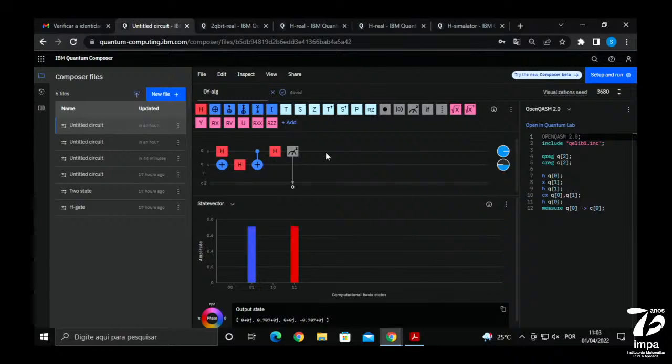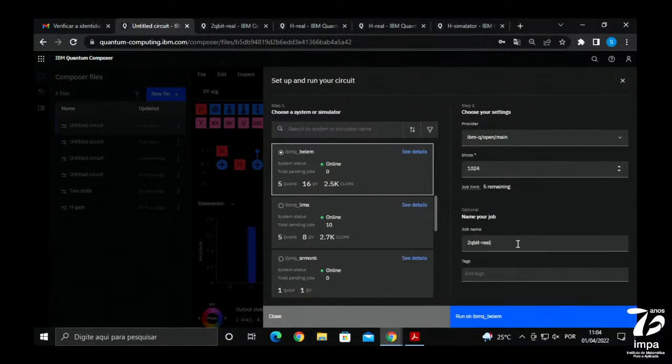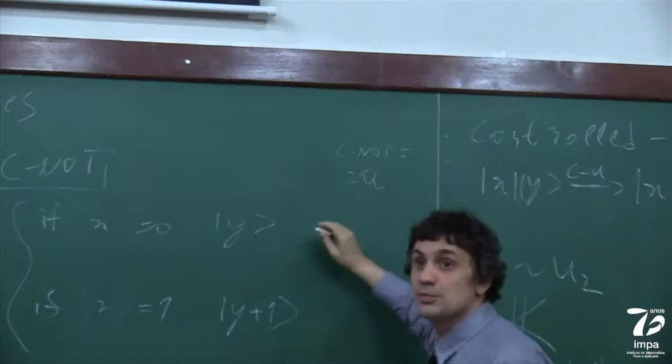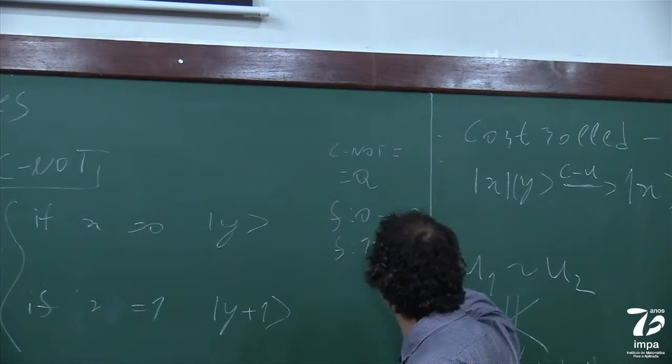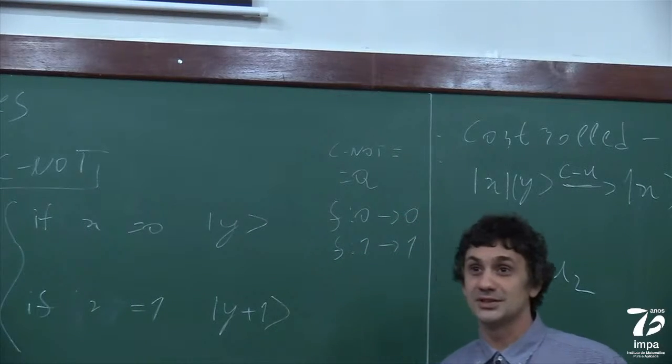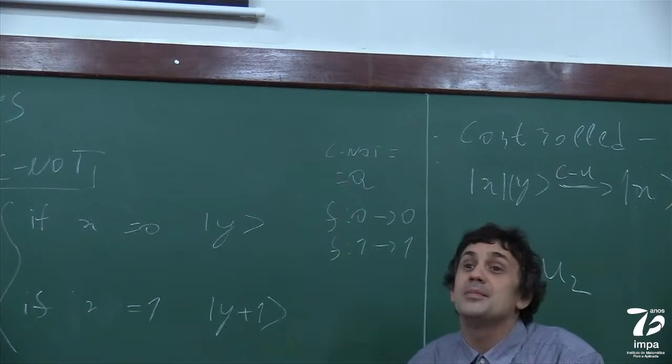I actually haven't run this at home, so it would be interesting for me as well. So I write Deutsch-Jozsa. I put CNOT as a QF, which corresponds to the function f, where f of 0 is 0, f of 1 is 1. It is a balanced function.